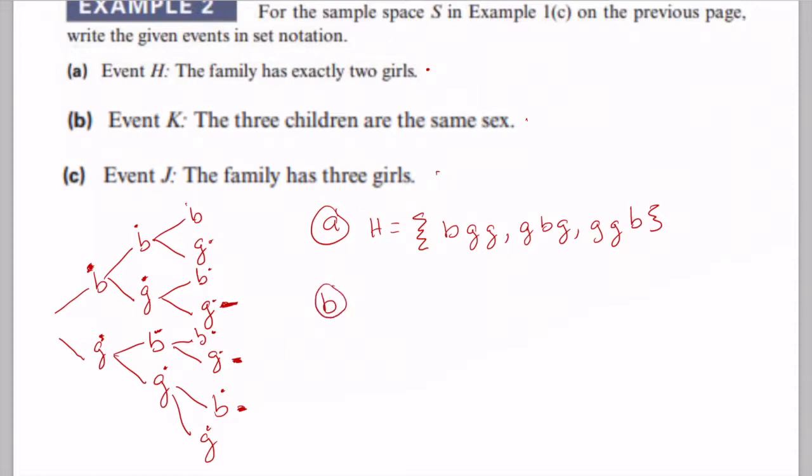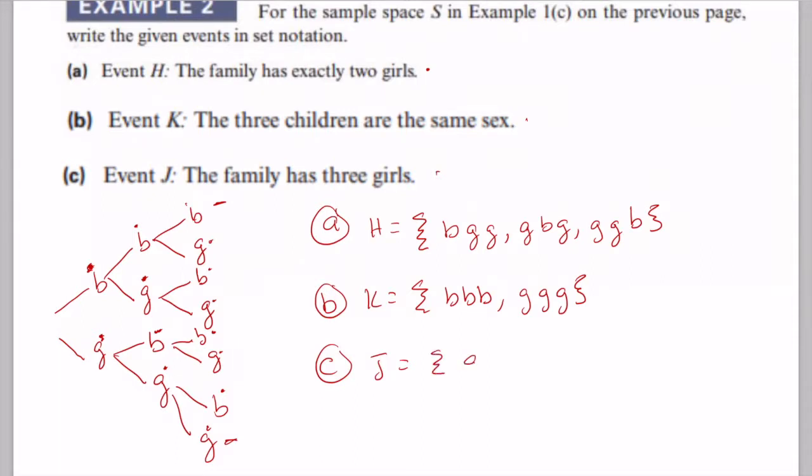B. For event K, all three children have the same sex, so that's simple. It's just our extremities. So boy, boy, boy, girl, girl, girl. And for C, event J, the family has three girls. Girl, girl, girl.